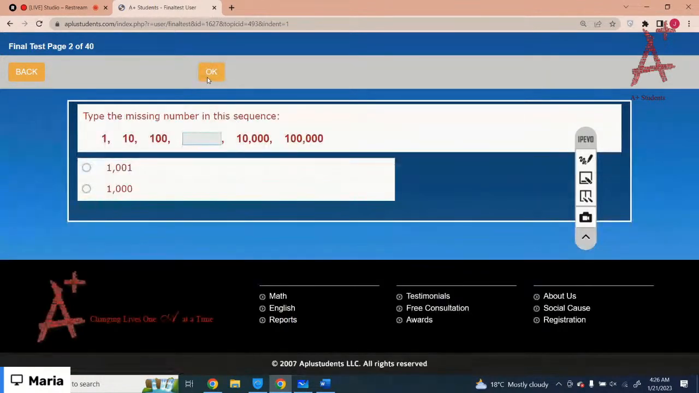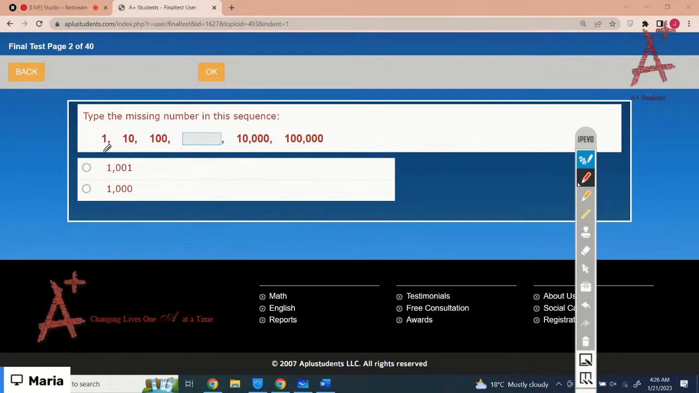Okay, the next one is type the missing number in the sequence. So which number is missing? Each next number is the multiple of 10. Got it? For this one, 1 times 10 is 10. 10 times 10 is 100. For the next one, you have to do 100 times 10. Got it? 100 times 10 is 1000.